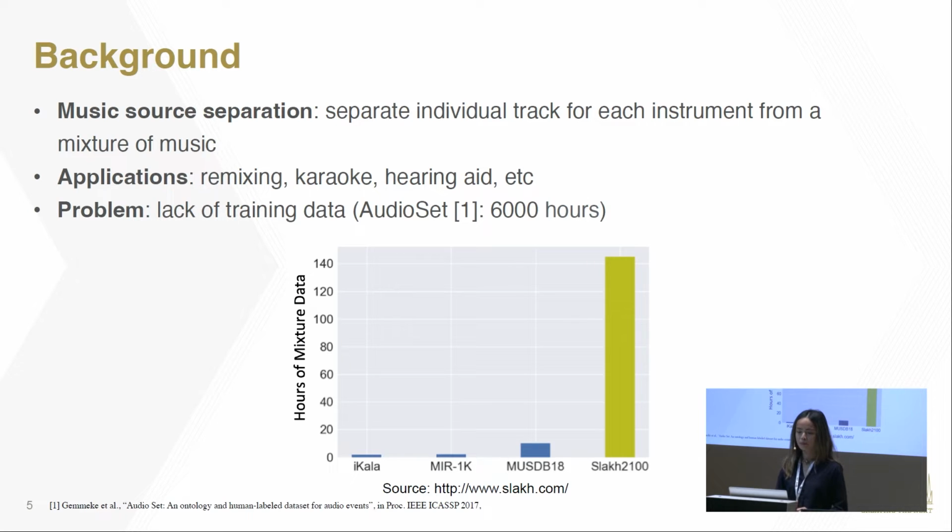But one of the problems of current source separation systems is that they lack training data. For example, MUSDB18, which is commonly used in most previous source separation systems, contains only under 20 hours of training data. Another synthesized dataset called Slakh, proposed in recent years, contains around 140 hours. But compared with datasets from other domains, for example AudioSet in the music auto-tagging domain, which contains around 6,000 hours, source separation still lacks training data.